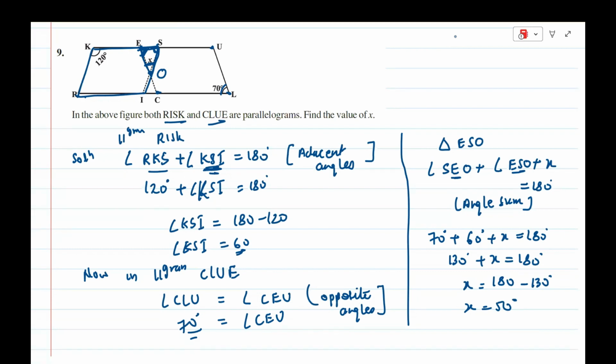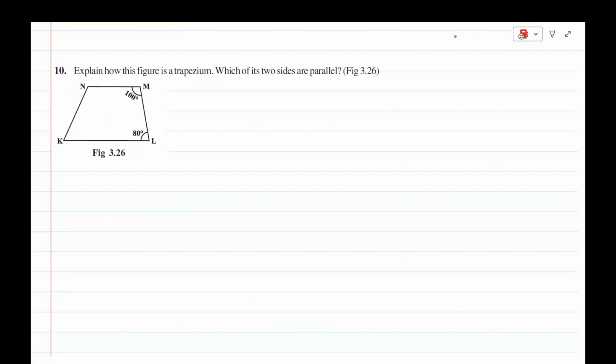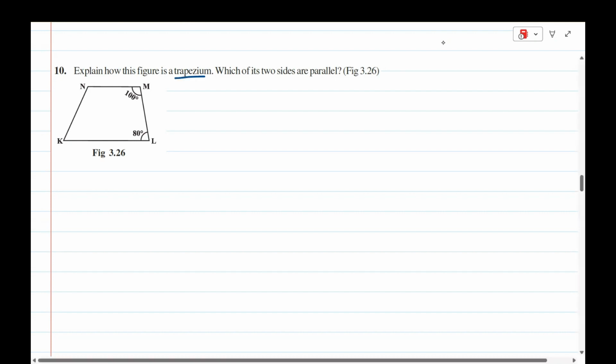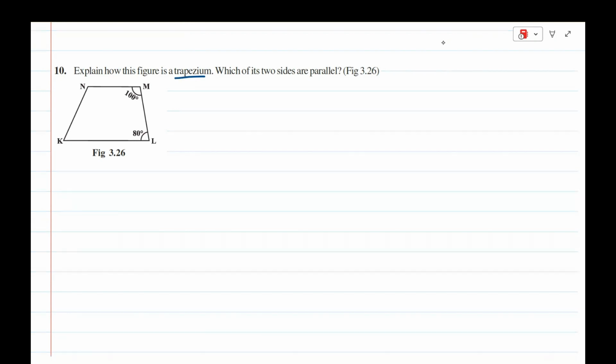That is question number 10. It says, explain how this figure is trapezium. So to prove this is trapezium, we must know the properties of trapezium. If one pair of opposite sides are parallel, then the figure is trapezium. Which of its two sides are parallel? Correct? And they are asking the parallel side also.